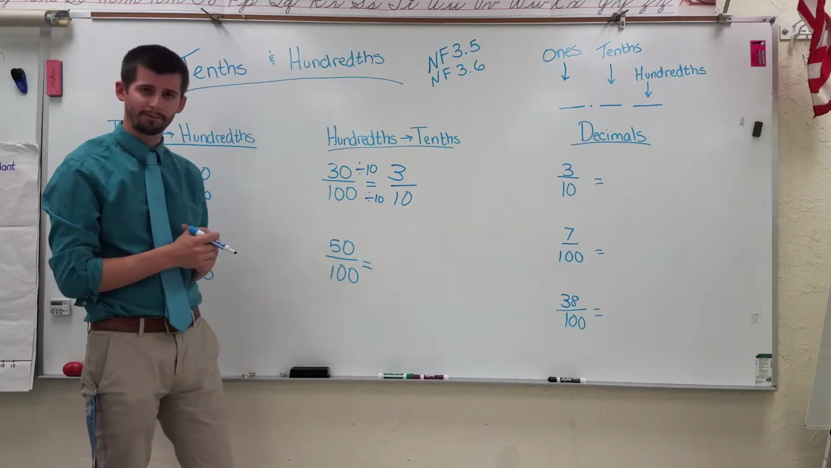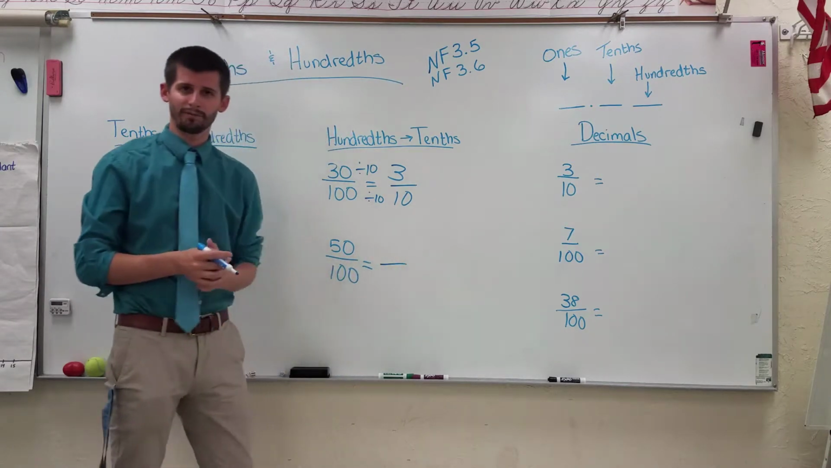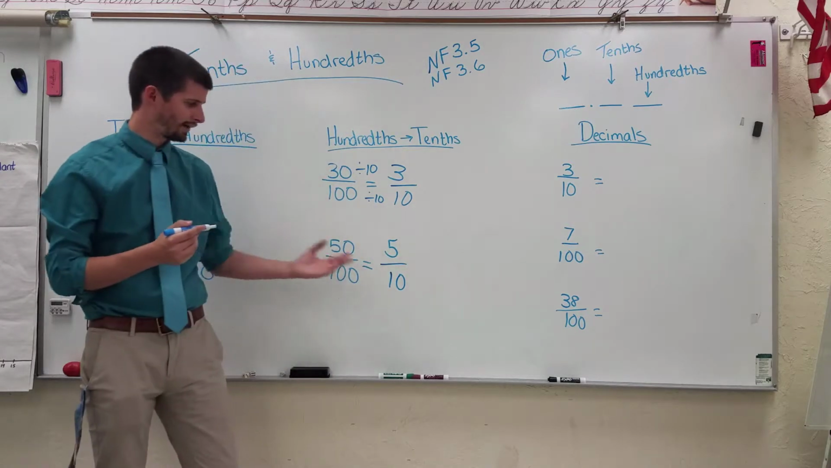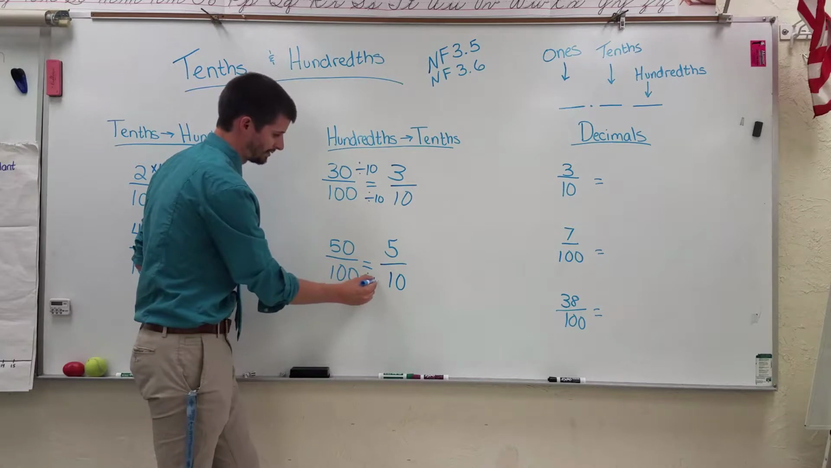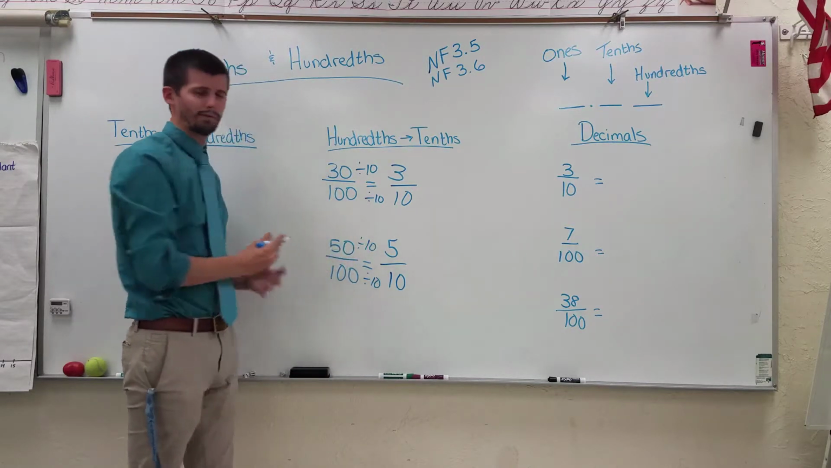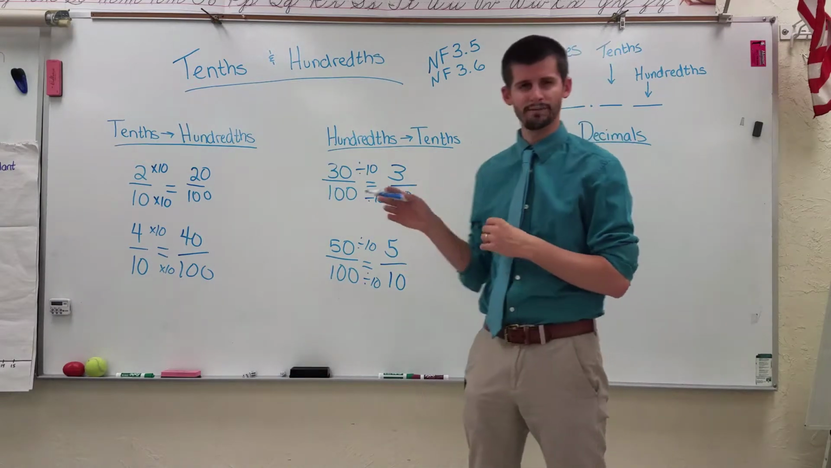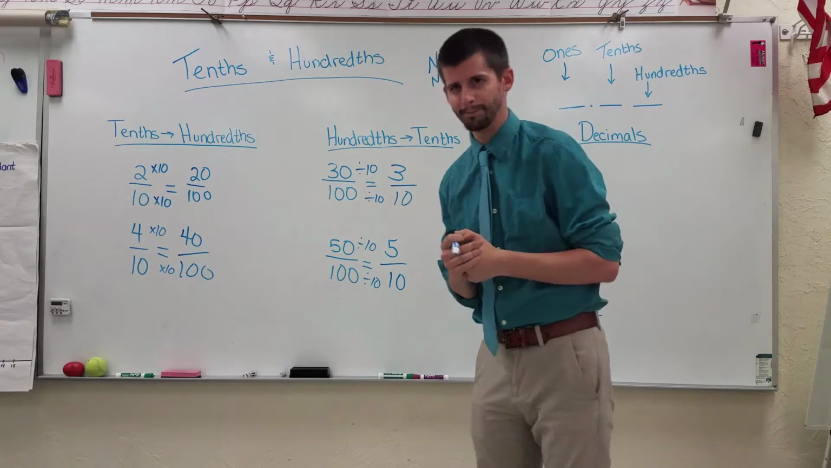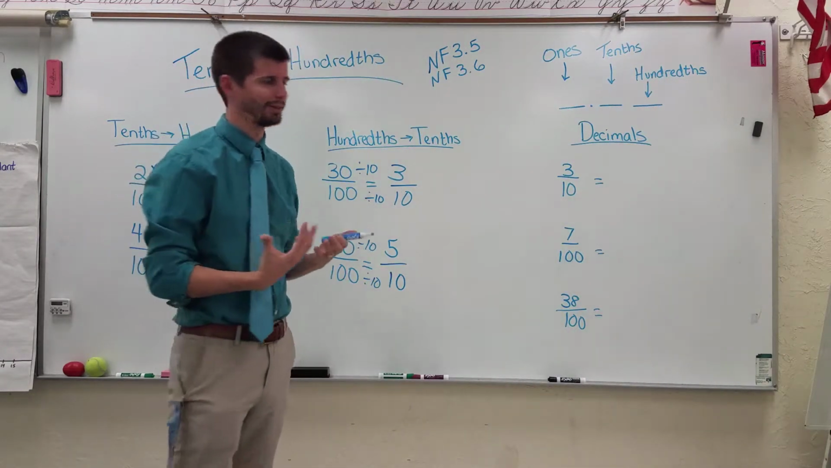Same thing for 50 hundredths. That'd be like 50 pennies. How many dimes can I get with 50 pennies? Well, that would be 5. So 5 tenths is equivalent to 50 hundredths. Again, I can also divide by 10 for both of these. So converting from tenths to hundredths, very easy, very quick. It's a skill that most kids pick up on right away. Also, with this, we can convert it to decimals really easy.